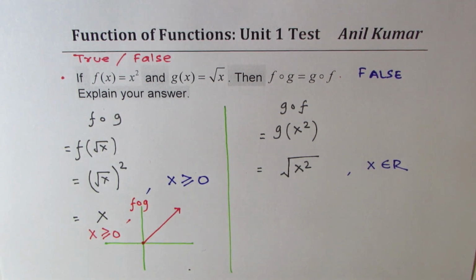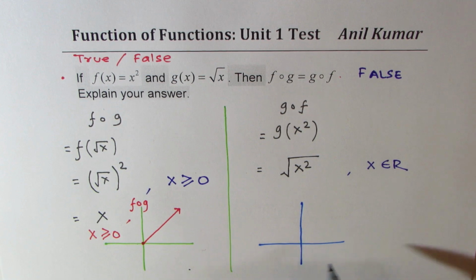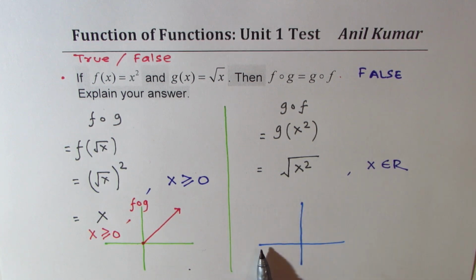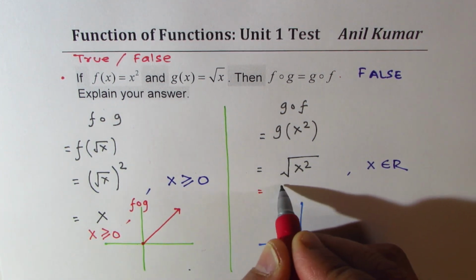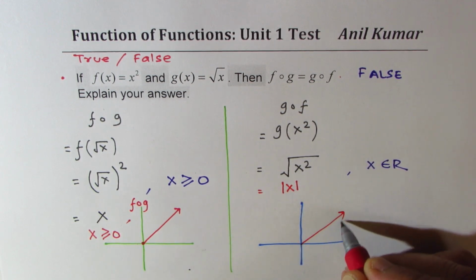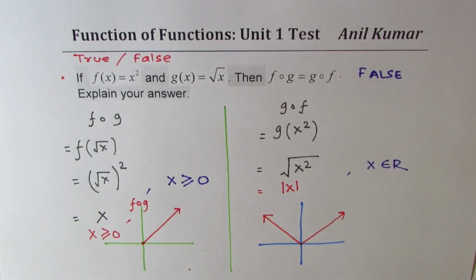Now, let's try to figure out what is g of f. I'd like you to pause the video at this time and sketch it. Now, since you see that x is all real numbers, we'll have positive values on both the sides. It is going to be equal to absolute value of x. So this graph will be like this. Do you see the difference, right?